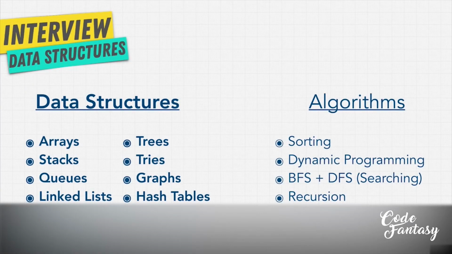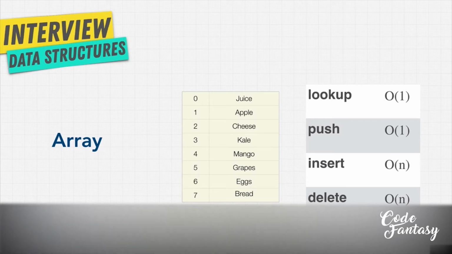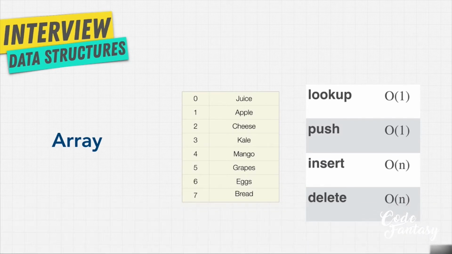Woohoo! It's finally time to learn our very first data structure, and one that most likely you're very familiar with. Arrays. Arrays, which are sometimes called lists, organize items sequentially. That means one after another in memory, kind of like we have here.